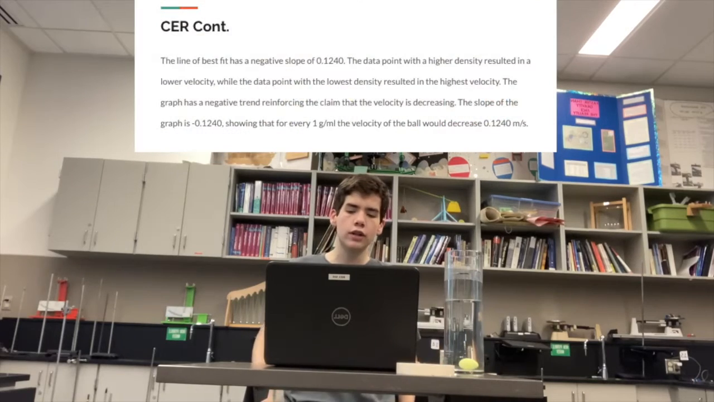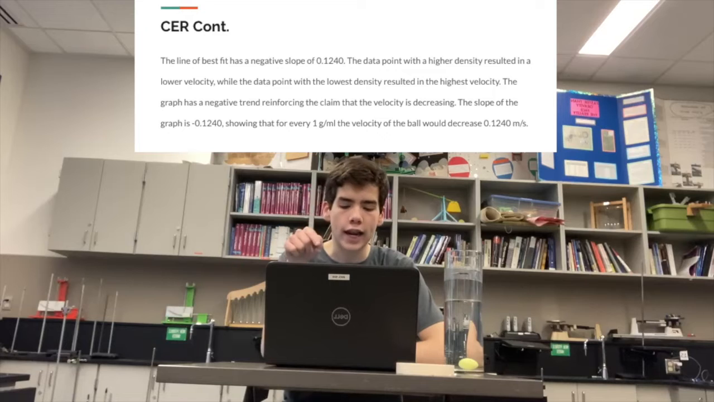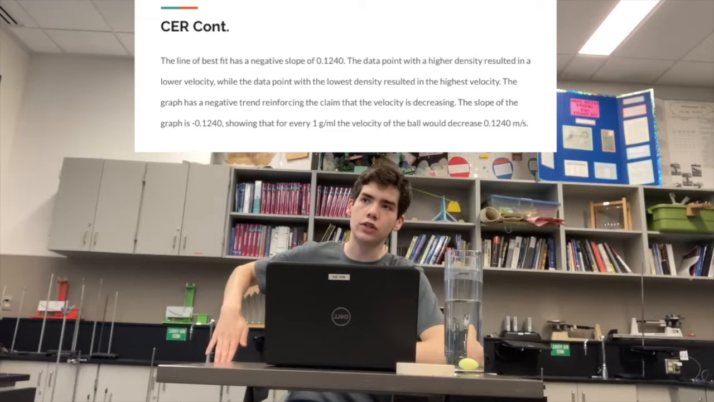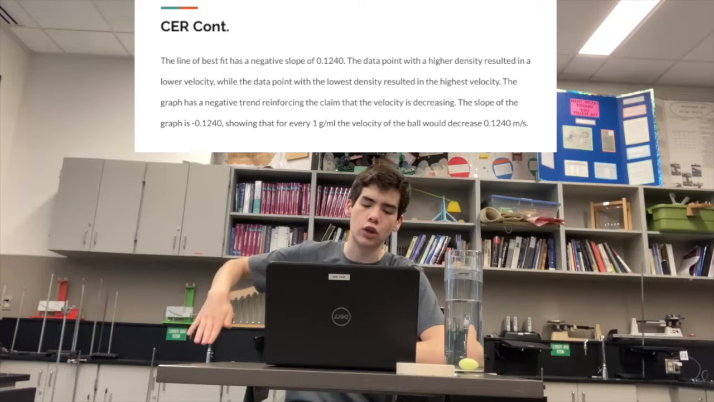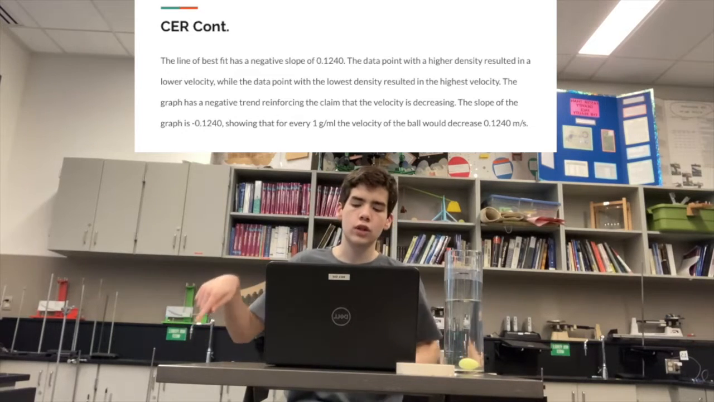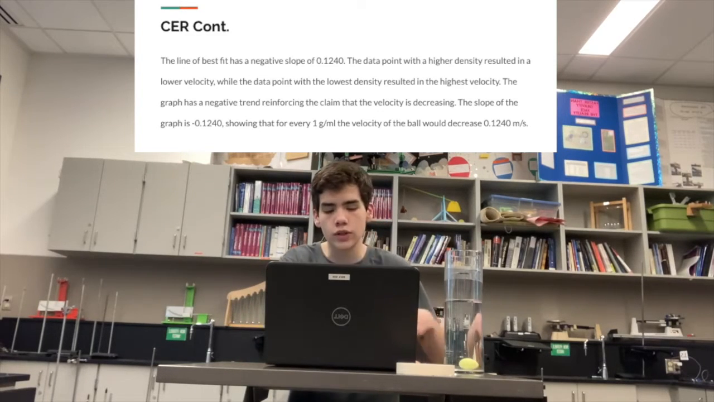Okay, our second evidence is our best fit line when we made a graph of density versus terminal velocity. Our best fit line was negative. So if it has a negative slope, that's just proving that as the density increases on the x-axis, the terminal velocity decreases on the y-axis. And lastly, our slope found how it decreases. So our slope was negative 0.124, which just shows that for every 1 gram per milliliter, the velocity of the ball decreases 0.124 meters per second.